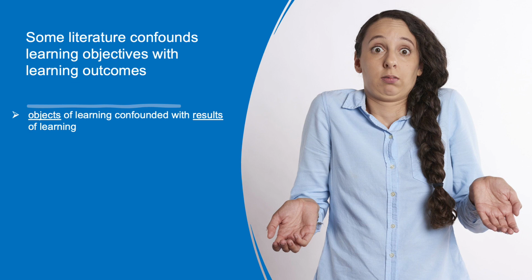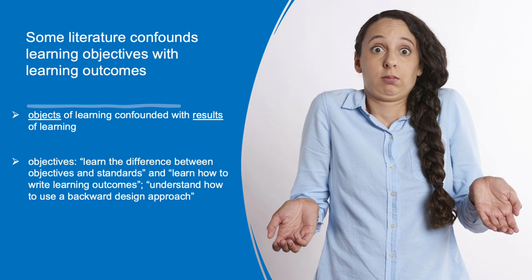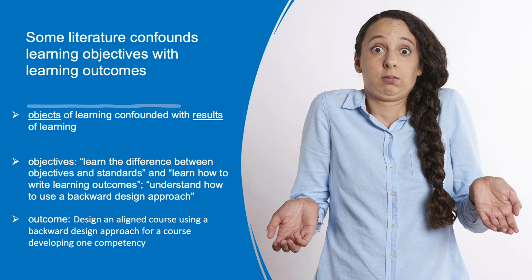Here's an example of some learning objectives. The objectives of this lesson are to learn the difference between objectives and standards, learn how to write learning outcomes, and understand how to use a backward design approach, whereas a learning outcome is formulated like this. By the end of this lesson, you should be able to design an aligned course using a backward design approach for a course developing one competency.